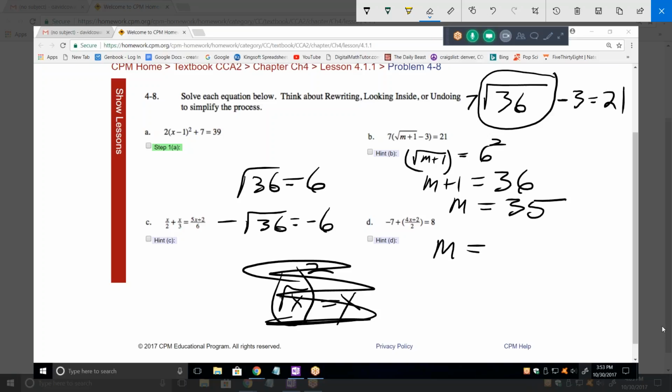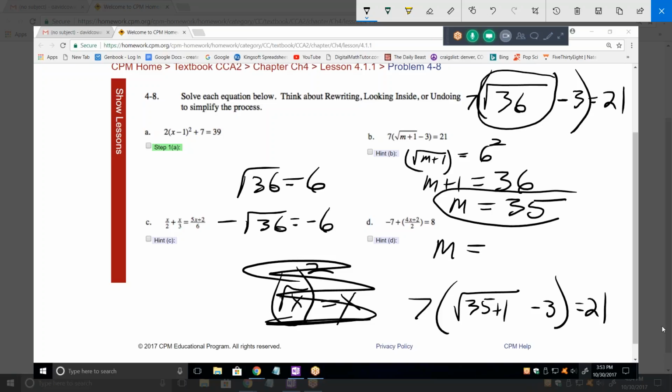Now is 7 times the square root of 35 plus 1 minus 3 equal to 21? Yeah, it is. The first time I did this, I didn't include parentheses around that. And that's why I got screwed up. When I include parentheses, like in the problem, then you actually get 7 times 6 minus 3, which is 7 times 3, 21. Yep. That indeed is the correct solution.